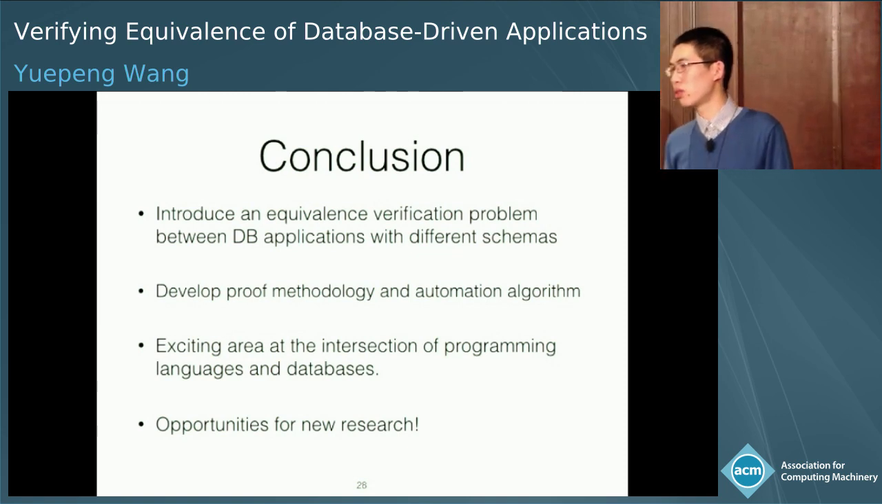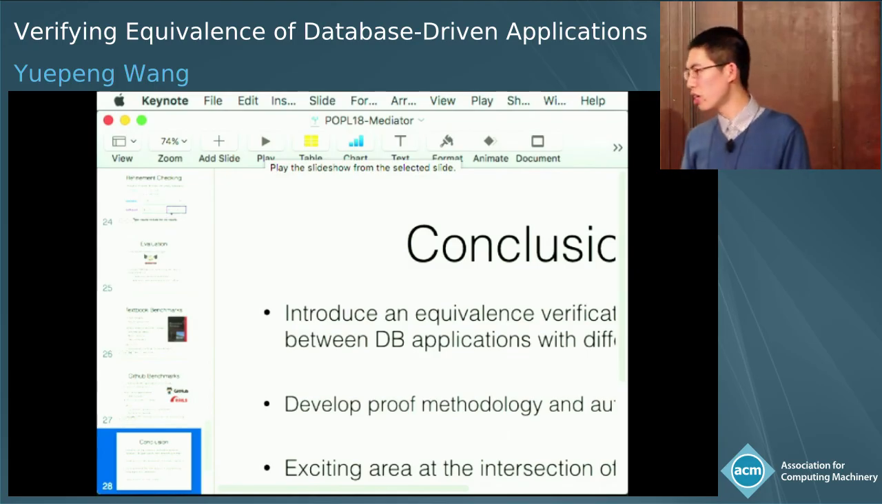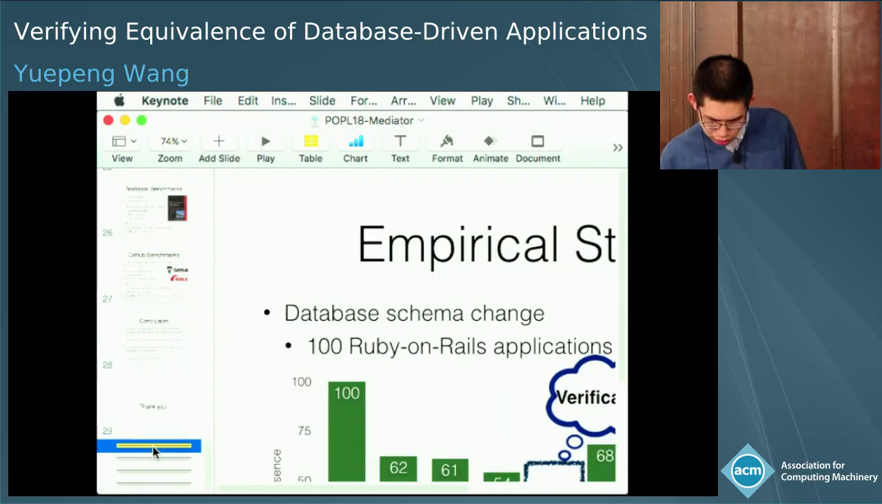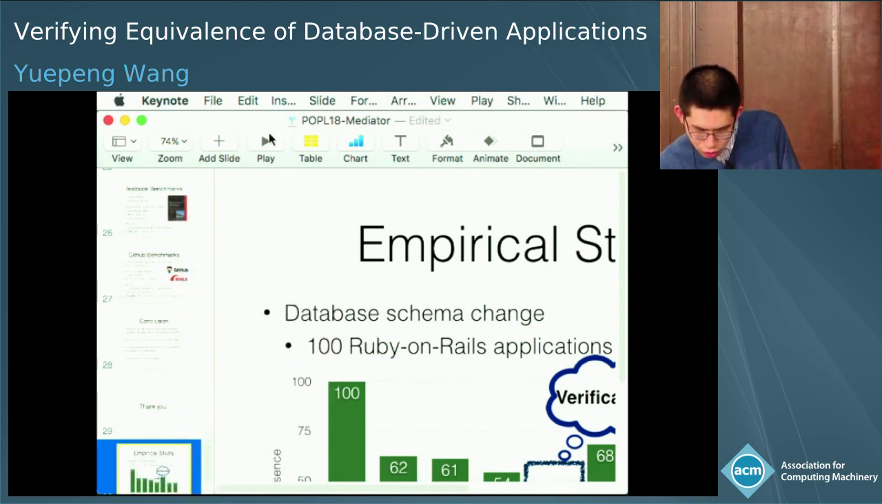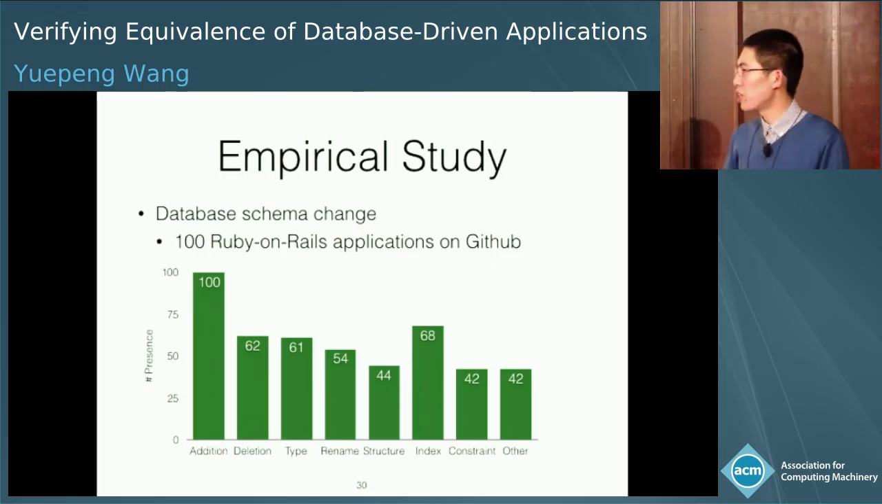Okay, great. Now the third question is, how common are structural schema changes in practice? For that question, I actually have some statistics. I think in the paper we did a simple empirical study to investigate various kinds of schema changes. We investigated 100 Ruby on Rails applications, and there were 44 applications that have this kind of structural schema changes.